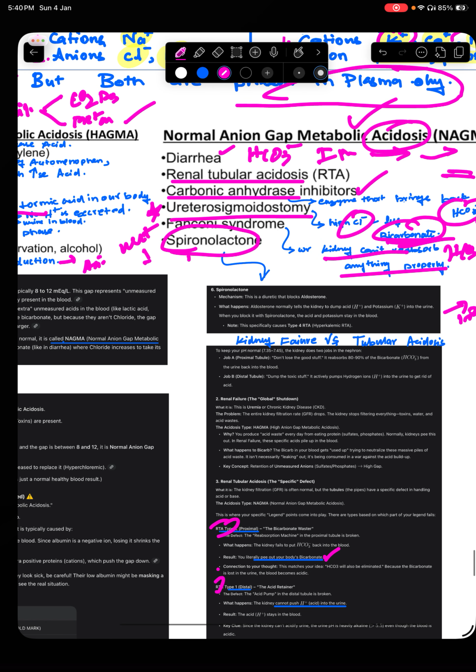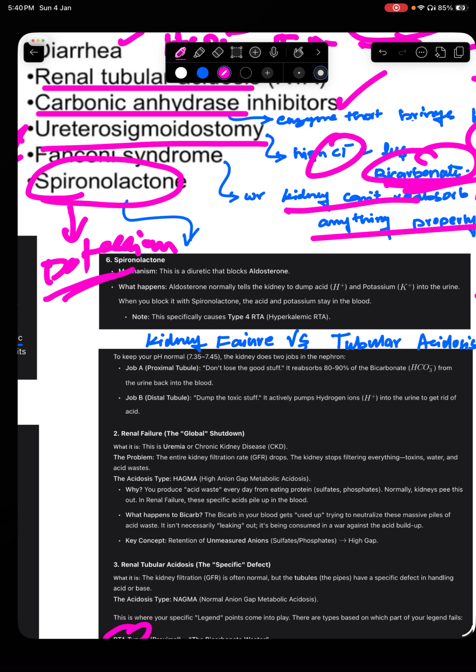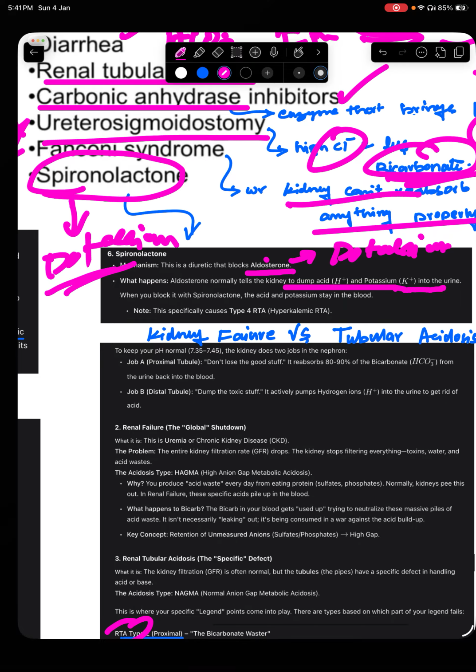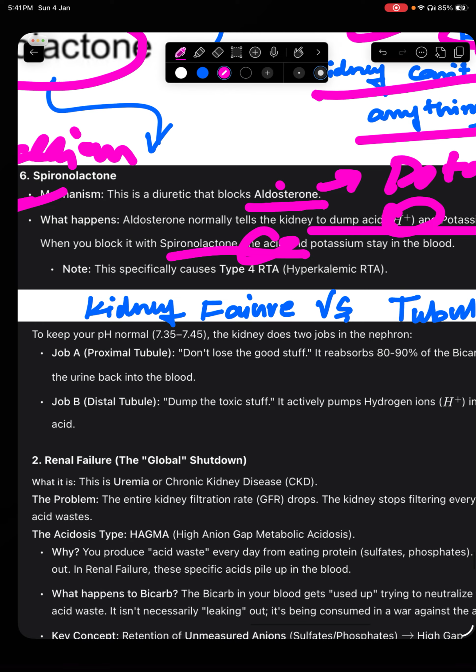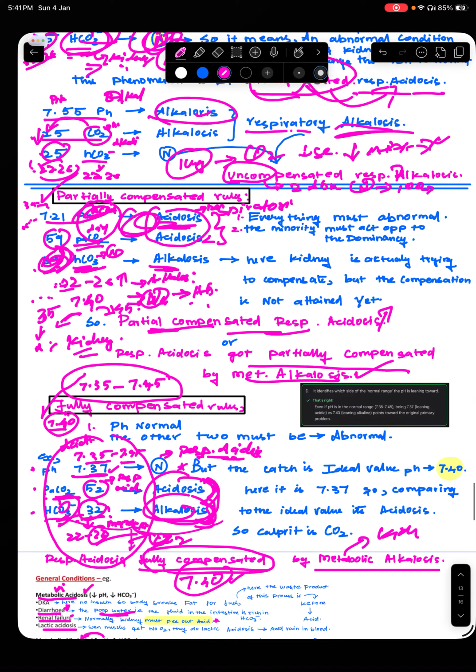Spironolactone, guys, spironolactones are diuretics. What are these diuretics? They are potassium sparing diuretics. What does it do? Always remember, spironolactone is a potassium sparing diuretic. Aldosterone actually acts against the potassium. Spironolactone is the diuretic that blocks the aldosterone. Aldosterone normally tells the kidney to dump H plus and potassium into the urine. But when you block this aldosterone, this H plus stays in the blood, leading to hyperkalemia, as there is no aldosterone at all. Hope you guys understood it. Simply just go through it, guys, you will understand it yourself.